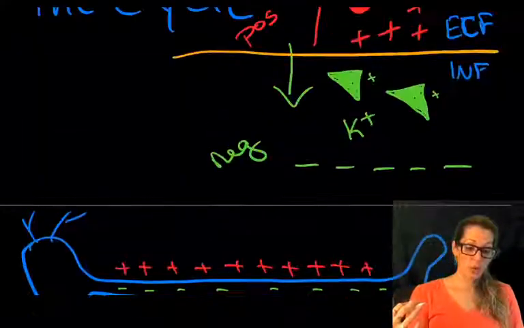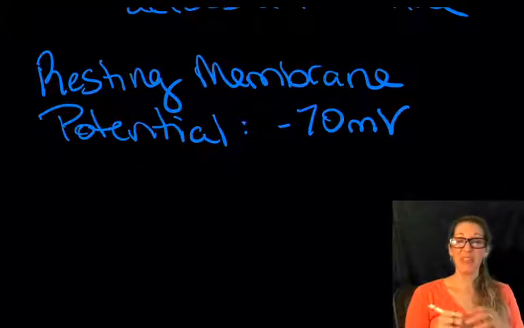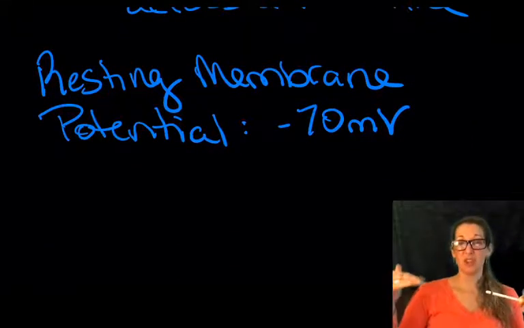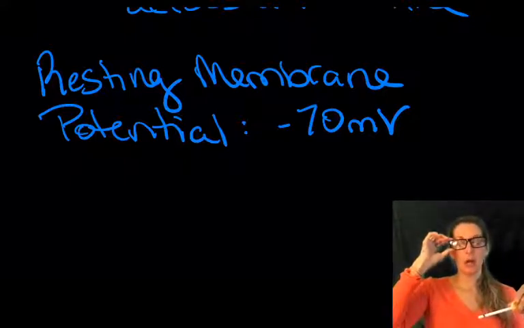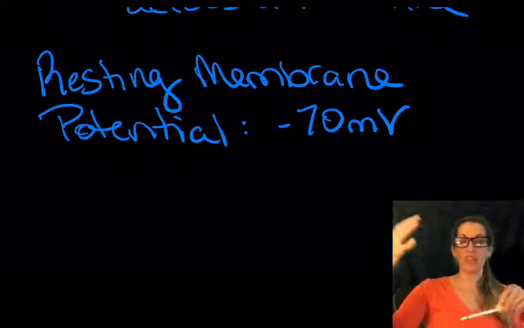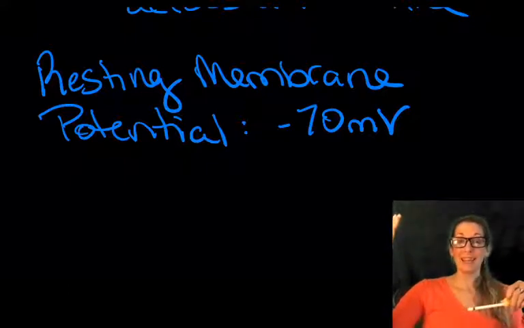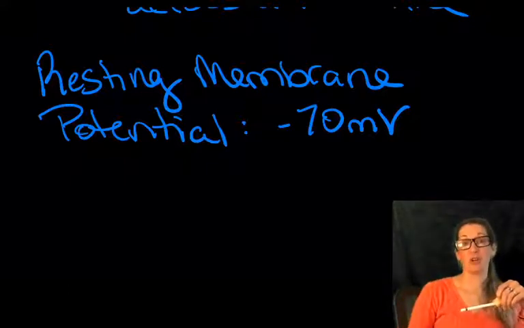Okay, so that's the sodium-potassium pump. That's how this difference in charge, this resting membrane potential, gets established. Next, we'll talk about how we change that. How do we get electricity? How do we get the movement of charged particles?